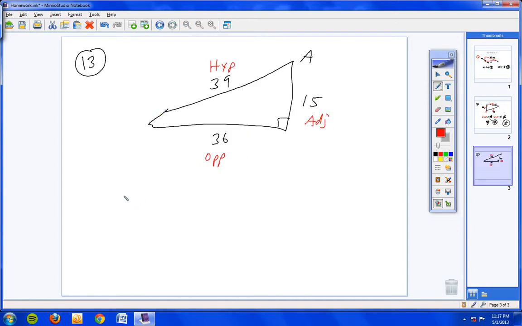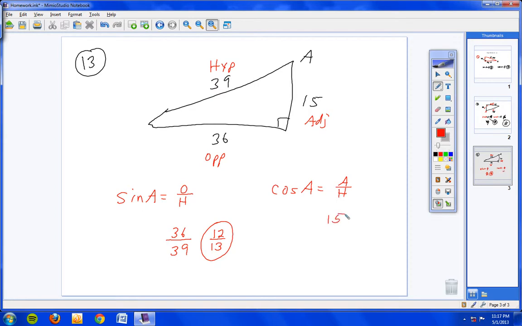All right, here we go. Let's start off with finding the sine of angle A. The sine of A is opposite over hypotenuse, and of course that would be 36 over 39. 3 goes into both of those, so your final answer would be 12/13. If you did not reduce, you would lose points on a test or a quiz. Cosine of angle A would be adjacent over hypotenuse. So adjacent would be 15, hypotenuse would be 39. 3 goes into both of those, and so your final answer would be 5/13.